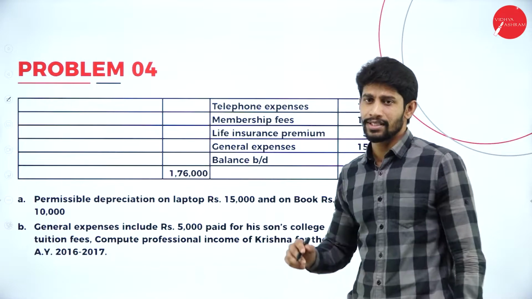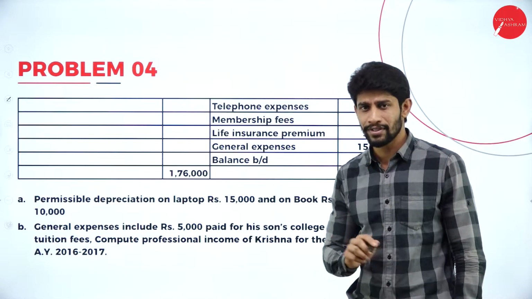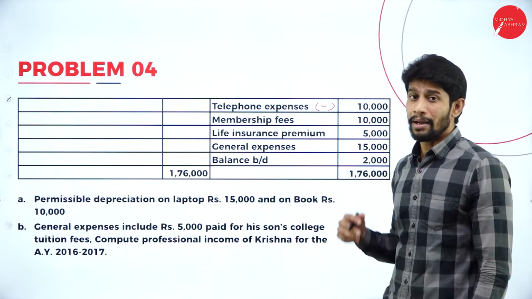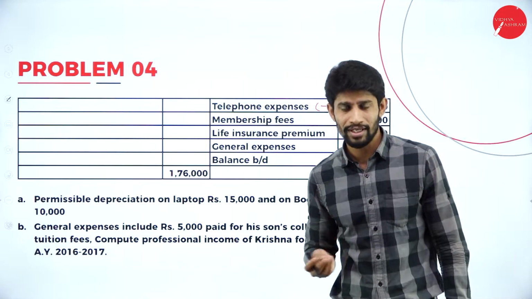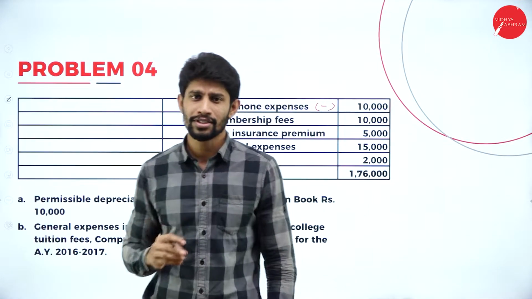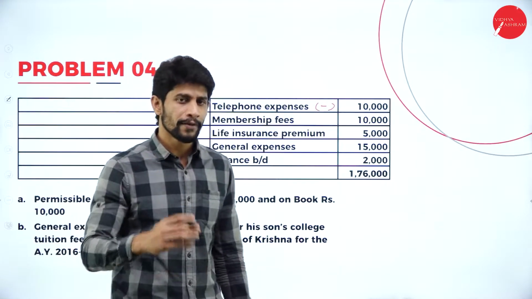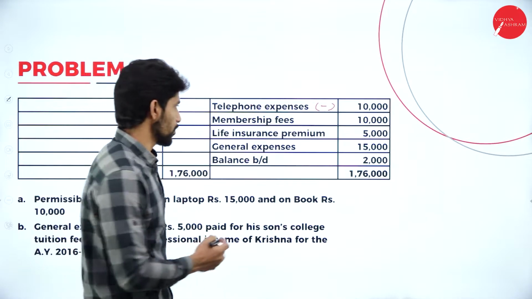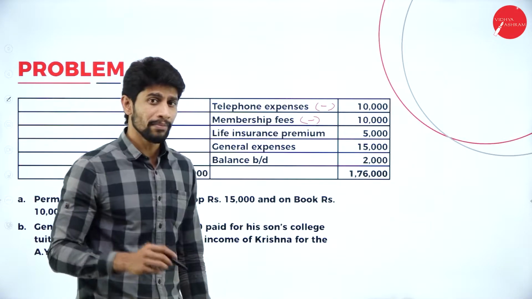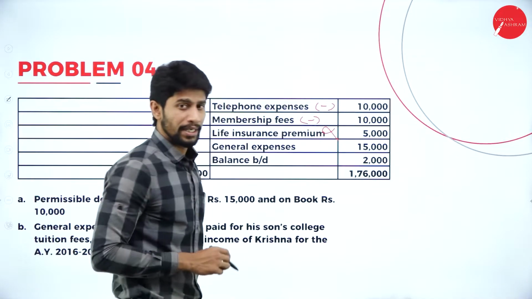Next, telephone expenses. Yes, we can assume that he has a cell phone or a telephone in his office, and on that he made some expenditure, so it is a professional expenditure, minus. Membership fees: as he is a chartered accountant in the profession, we can assume that he is a member of a particular association, the chartered accountant association. For that he paid 10,000. Obviously, as he is in a profession, you have to register with a particular association. So professional expenditure, minus. Next, life insurance premium relates to his personal life, not professional. So it is not a professional expenditure.